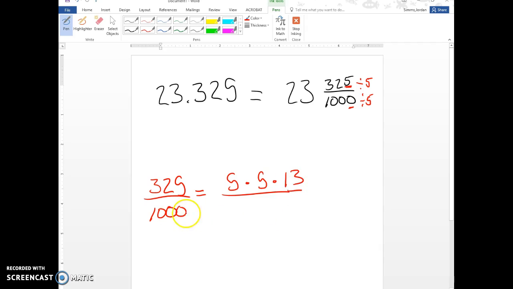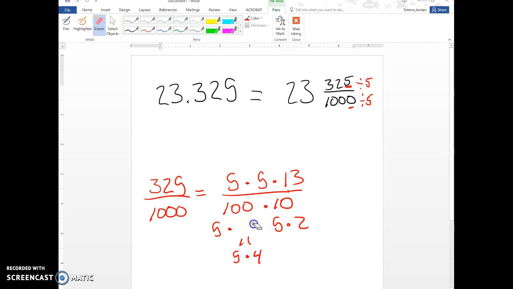All right, and we'll do the same with 1,000. 1,000 is going to come out to be 100 times 10, right? 100 times 10 is 1,000. We could break this down too, because that's going to be 5 times 2. We could break this 100 down as 5 times 20. 20 is 5 times 4. So we could pull out a couple 5s here anyway, right?